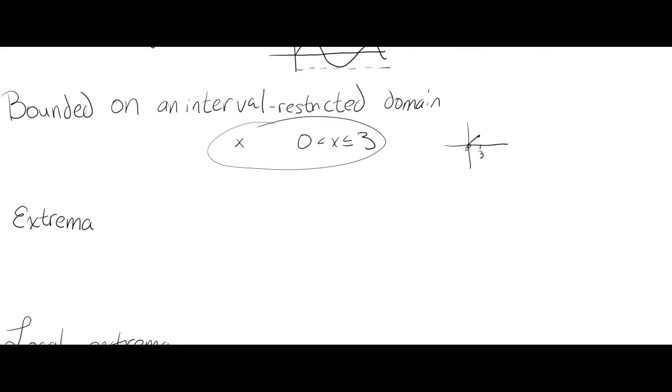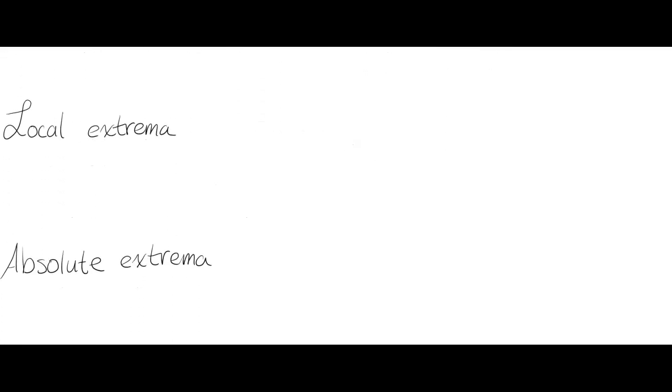Extrema. So, extrema are just your maximums and minimums. That's all it's a fancy word for. And there are two different types of extrema. There are local extrema, which are just the lowest and highest points in a section of graph.